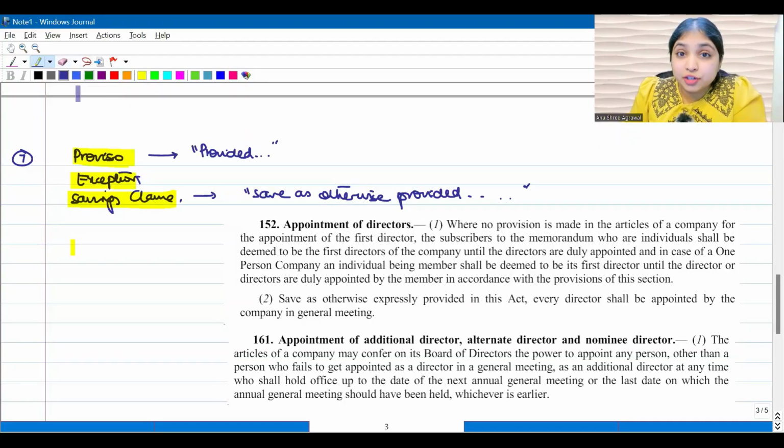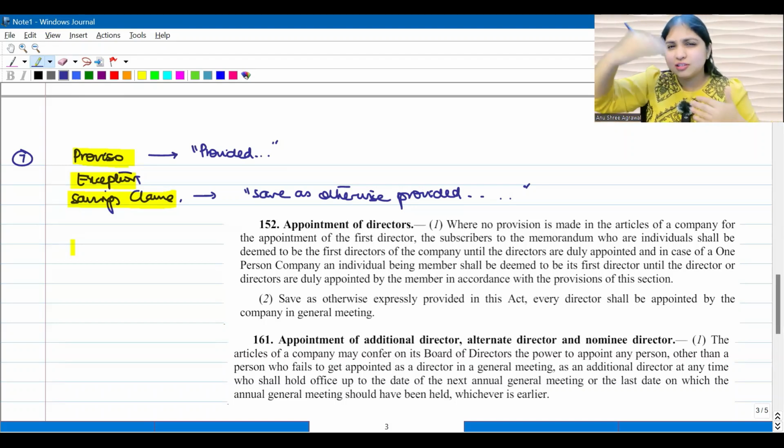Do you remember when we were discussing the primary rules of interpretation? Our third rule of interpretation was the rule of harmonious construction. And when we were learning about the rule of harmonious construction, we had learned about subject to, notwithstanding, and without prejudice to. Subject to means I'm a weaker section, you apply other sections, then you come and apply this section.